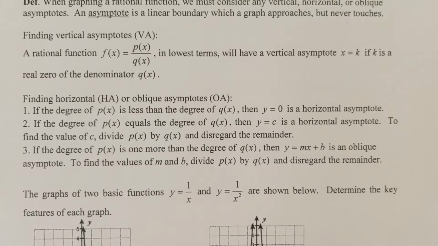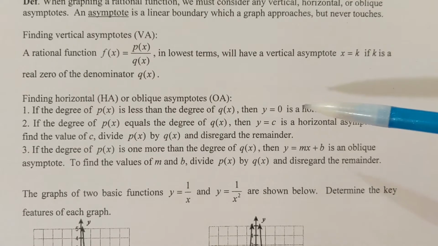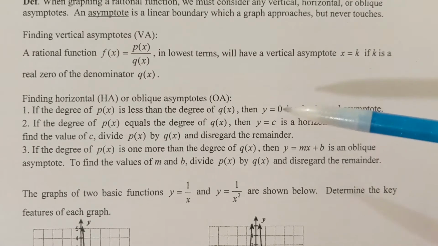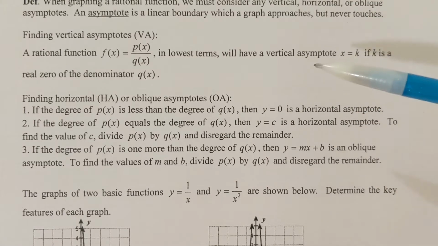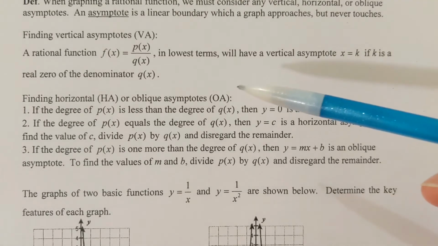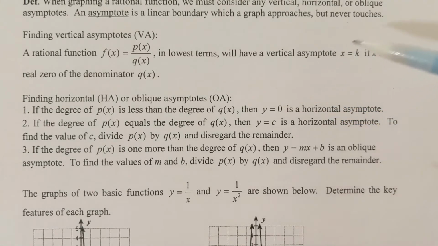An oblique asymptote is slanted. To find the values of m and b, divide p of x by q of x and disregard the remainder. So with horizontal and oblique asymptotes, you're going to use division instead of just finding the asymptotes, and instead of stating the domain.